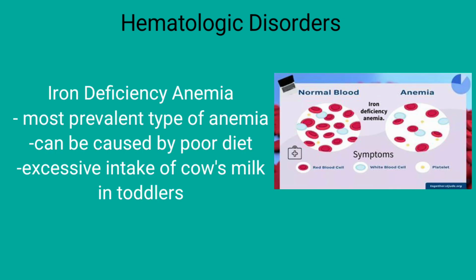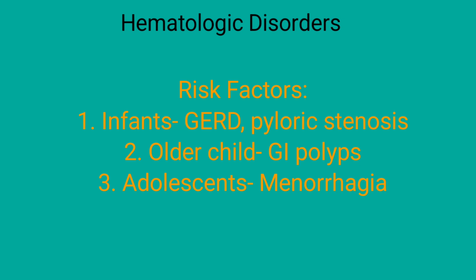The next condition is iron deficiency anemia. This one is the most prevalent type of anemia worldwide. It can be caused by not enough intake of iron in kids. Also, it could be a premature birth resulting in decreased iron stores. For infants, it might be caused by GERD or pyloric stenosis. In older children, it could be colitis or GI polyps, and for adolescents, especially females, it's going to be caused by menorrhagia.